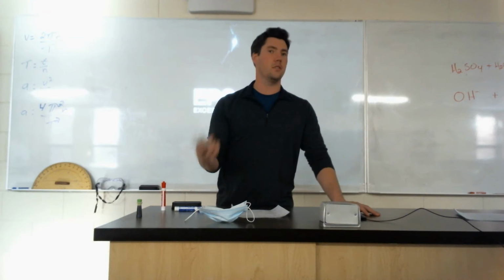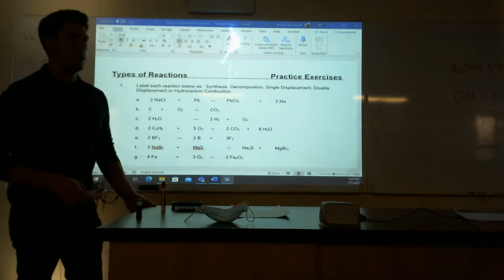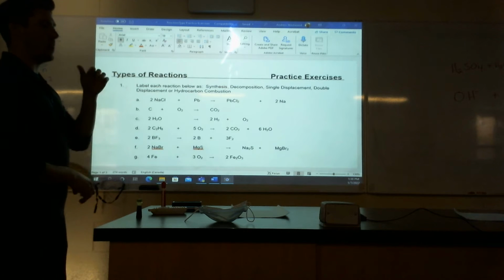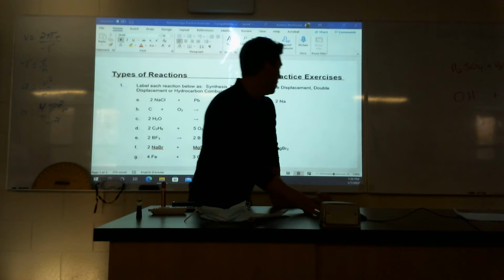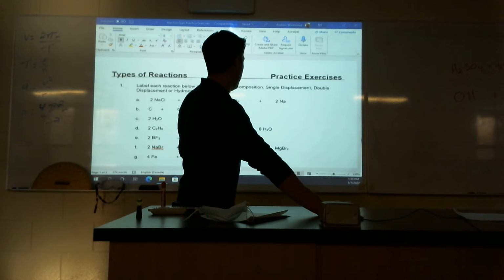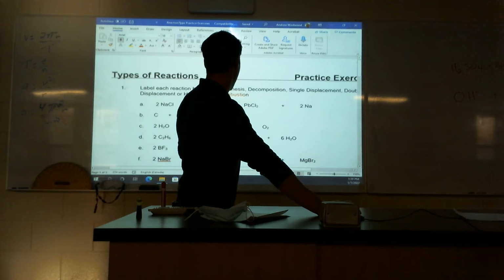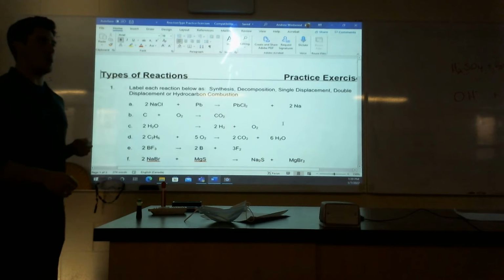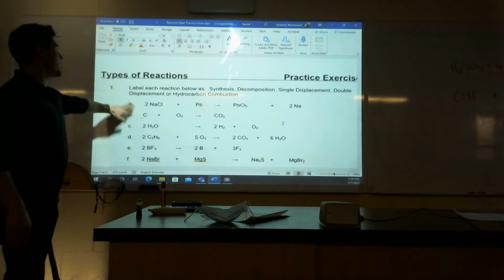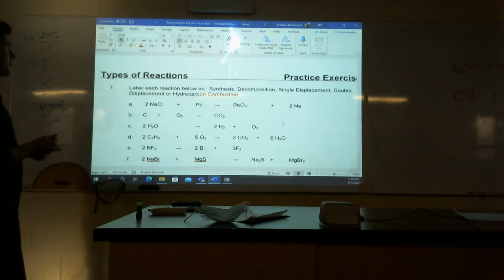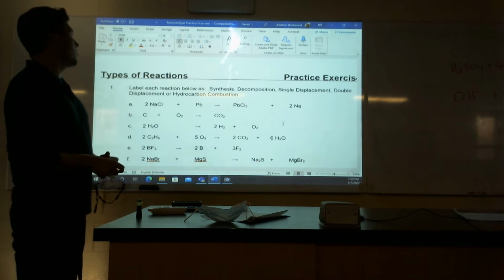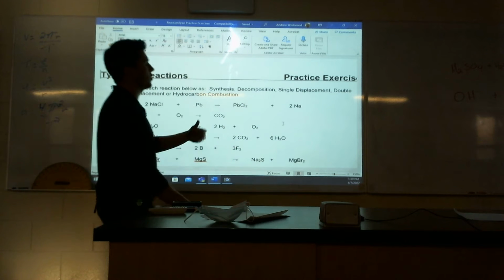But let's pop this up here. All right, so you should be able to see this one, not too bad. So again, this is the second worksheet. It says types of reactions, practice exercises. I'm going to make this a little bigger though, just to see if we can see the questions a little more clearly. Hopefully that's a little better, that way you can see each question more clearly. So for this section, all it says is label each reaction below a synthesis, decomposition, single displacement, double displacement, or hydrocarbon, so a combustion. So all you have to do is write down what type of reaction it is.